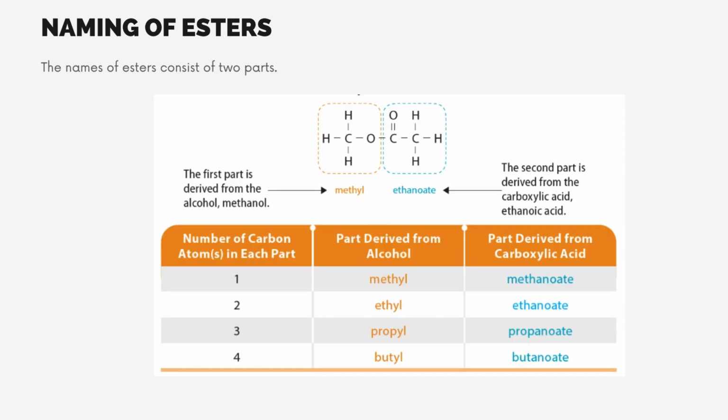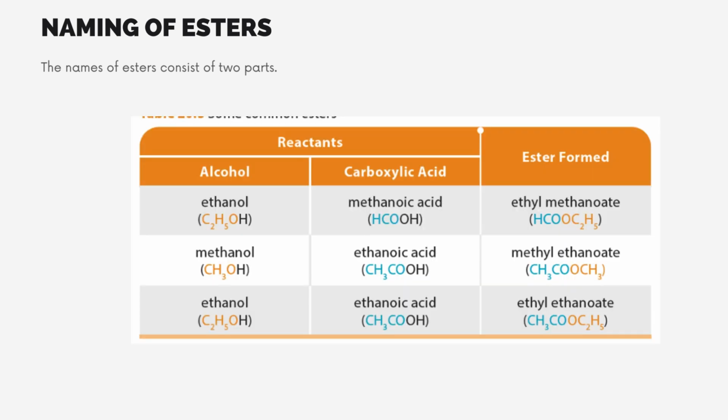Lastly, we come to the naming of esters. The name of an ester consists of two parts, one part from the alcohol and the other from the carboxylic acid. In the example shown, the ester is made by reacting methanol with ethanoic acid, hence the name methyl ethanoate. We need to identify the respective alcohol and carboxylic acid that made up the esters in order to name the esters. Here are some more examples for practice. Do take some time to figure out the naming process. Seek consultations with your teachers if you need to.